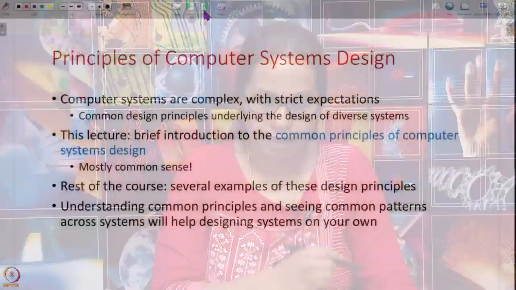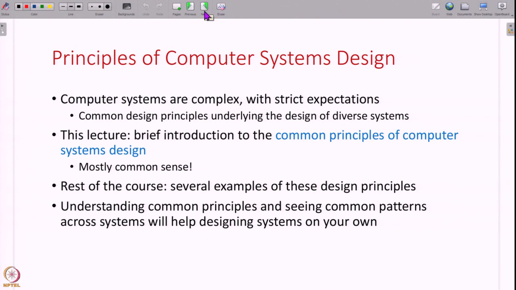So, let us begin. As we have seen in the previous lecture, computer systems are fairly complex and they come with certain expectations in the form of functional and non-functional requirements. Real life systems can look very diverse, but underlying all of them are a common set of design principles. As we will study in the course, we will study different types of systems and how to build them.